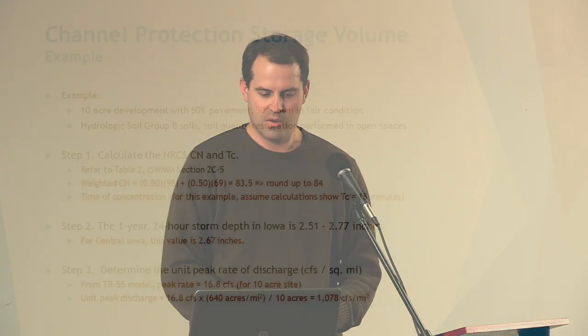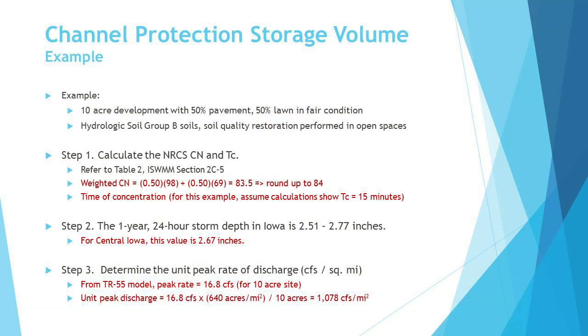So we're going to calculate a weighted curve number, which is basically just an average curve number. So 50% pavement, so 50% times 98 plus 50% times the 69, and that gives us a curve number of 83.5, or we'd round that up to 84. And the time of concentration for this example, let's say that we did the calculations and we assumed that it was 15 minutes.